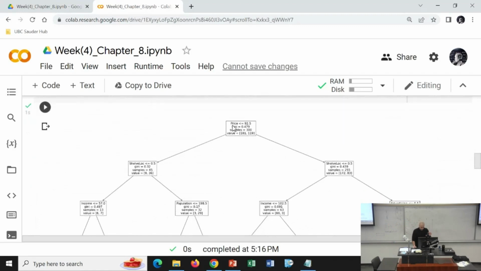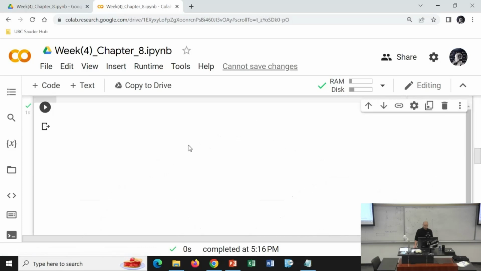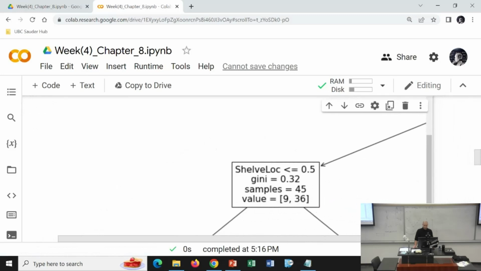Sorry, my question was a bit spontaneous. The first question that the algorithm asks is whether the price at which we are selling these car seats is less than 92 or not. If the answer is yes, then we move to this region where we have only 45 samples. Let me zoom in a bit. You can see that the Gini impurity becomes 0.32.